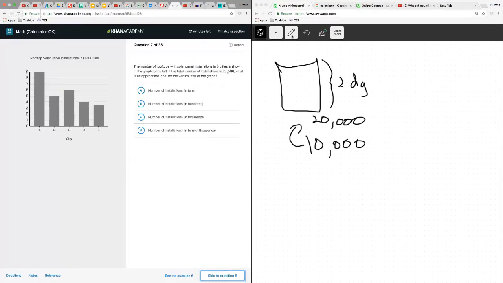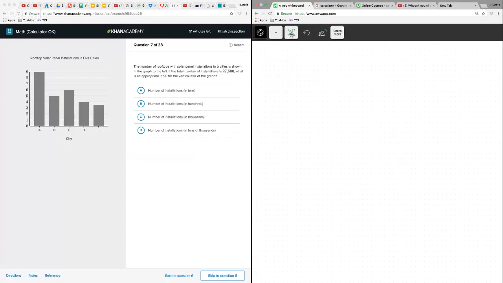So let's move on. I think we're doing pretty good time-wise so far. But you can see these first questions, they don't take that many steps. Then it starts to get very difficult. The number of rooftops with solar panel installations in 5 cities is shown in the graph to the left. If the total number of installations is 27,500, what is an appropriate label for the vertical axis?